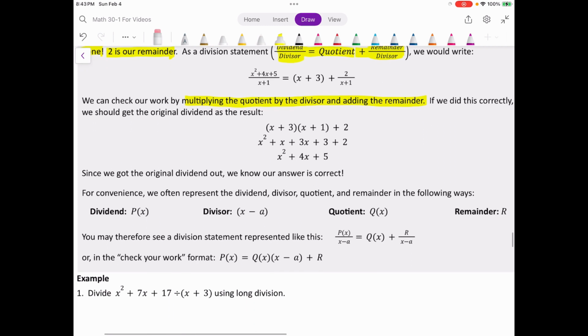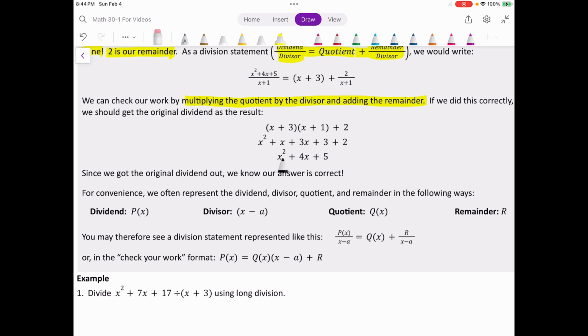Okay, so what I'm doing is I'm taking this side here, multiplying it by x plus 1 to see if it gets me back to where we started, x squared plus 4x plus 5. So if I multiply this side by x plus 1, I'll have x plus 3 times x plus 1 plus just 2 now, because that x plus 1 times 2 divided by x plus 1, the x plus 1s would just cancel, right? So now if we multiply this all out, x times x is x squared, x times 1 is x, 3 times x is 3x, 3 times 1 is 3, plus 2, collect like terms, x squared, x plus 3x is 4x, and 3 plus 2 is 5.